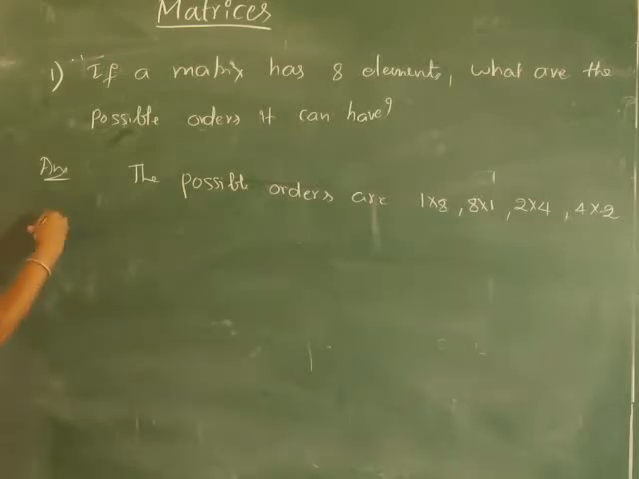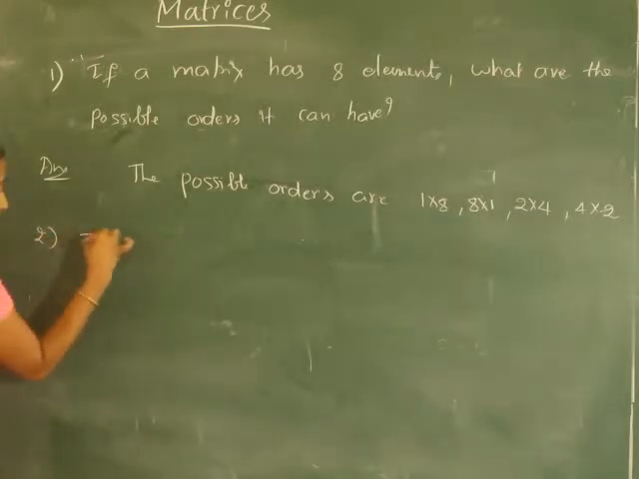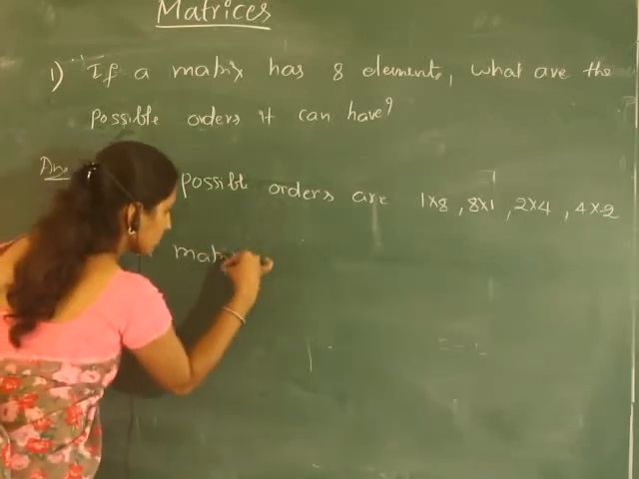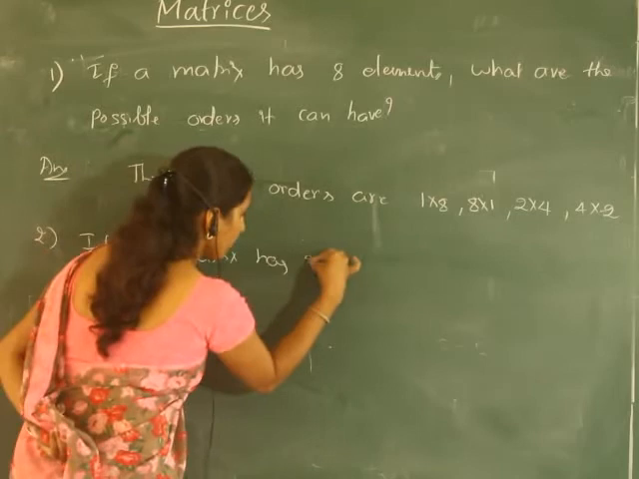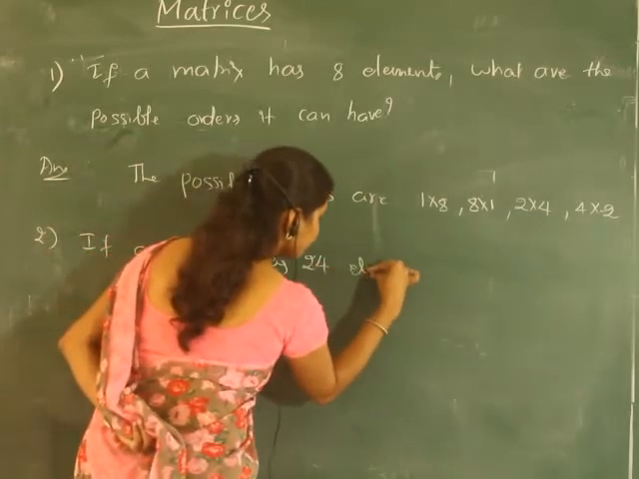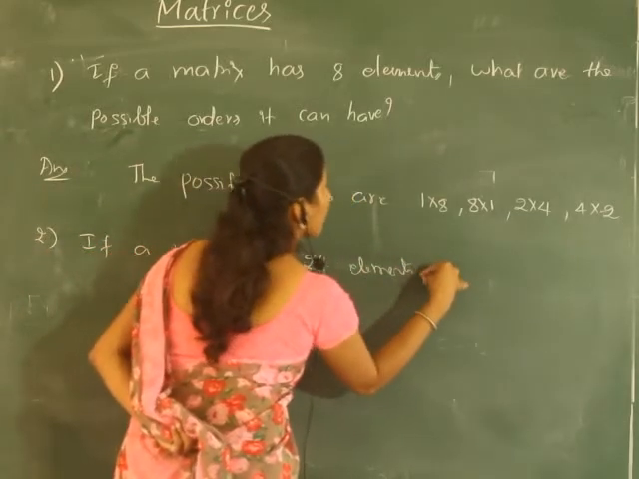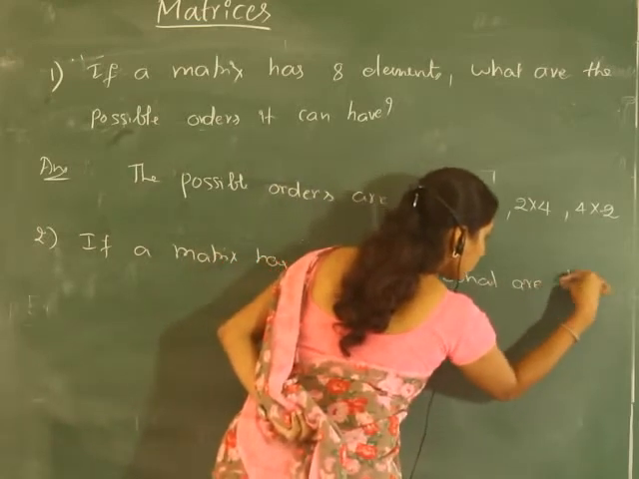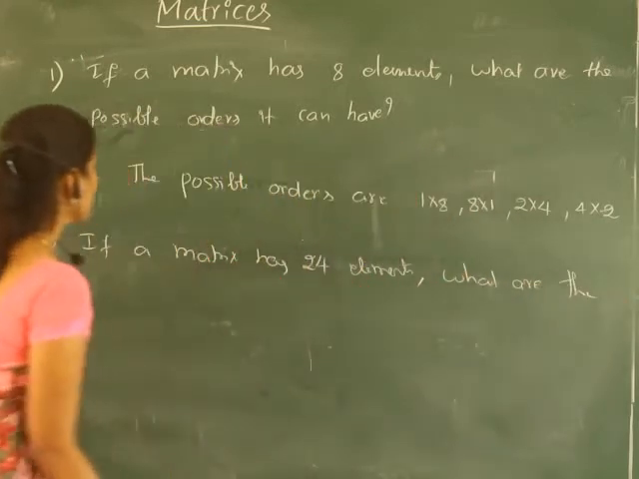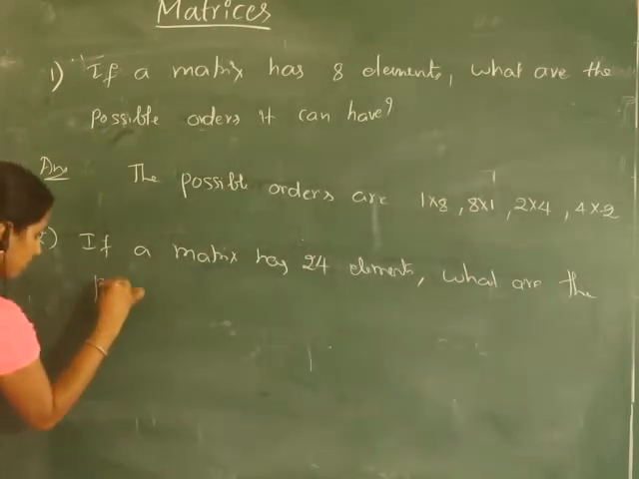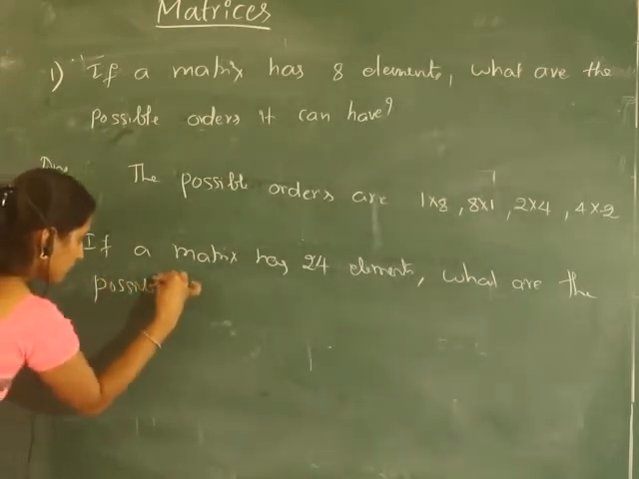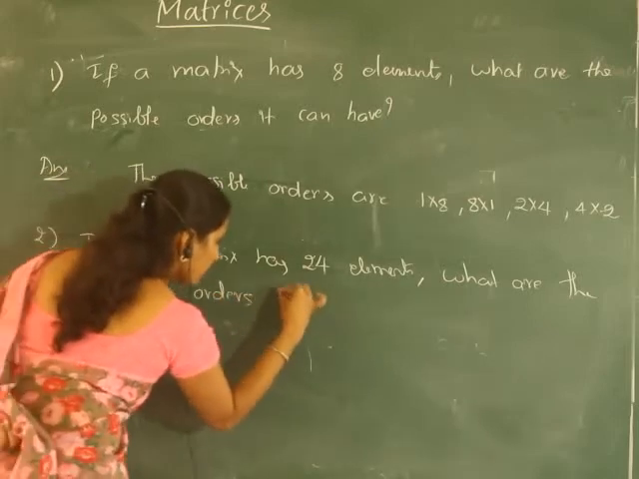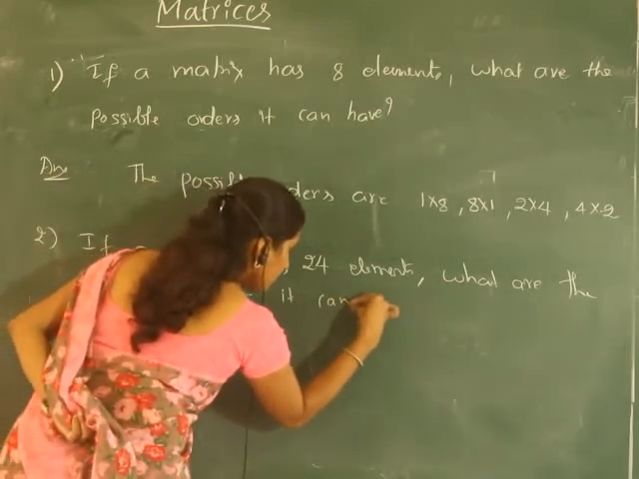Next one. If a matrix has 24 elements, what are the possible orders it can have?